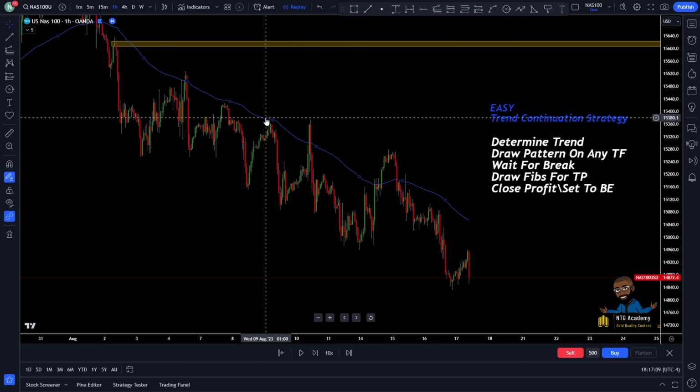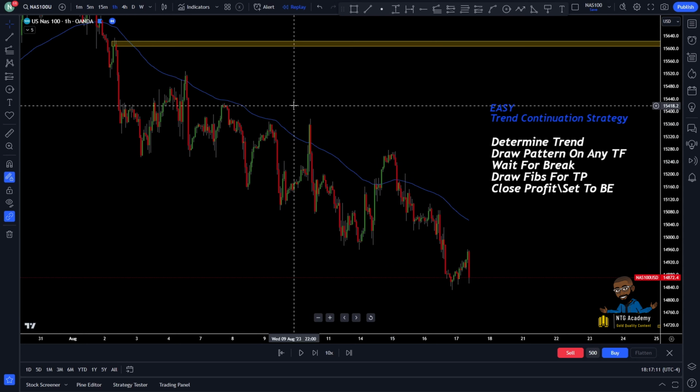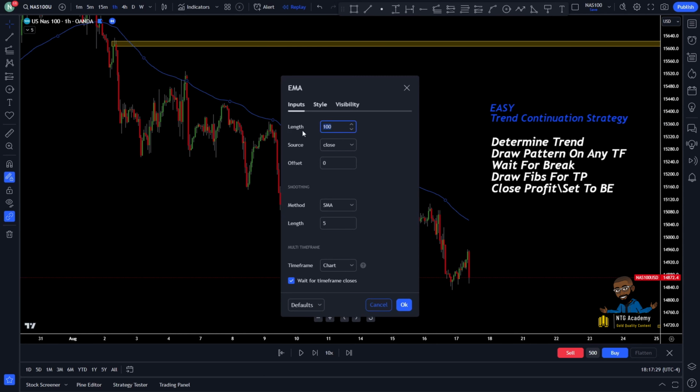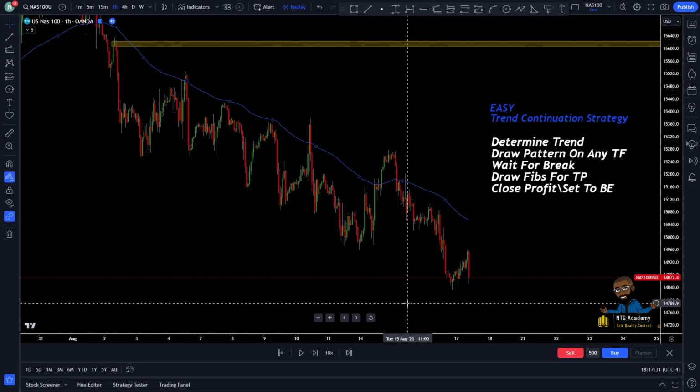When you set that EMA, you can use an SMA as well, a smooth moving average. I think a smooth moving average will be a lot better with determining trend, but any EMA is fine. You guys want to set it to 100. You can even set it to 200. This is just going to be a very quick tool to use to determine trend.